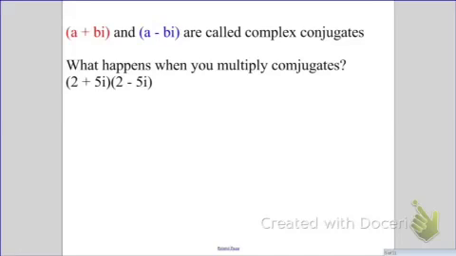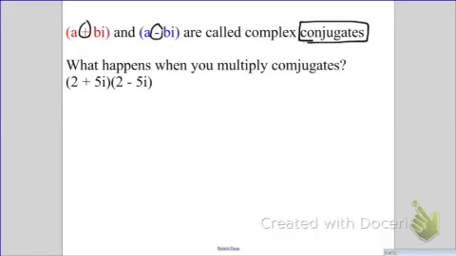Now, when we are multiplying, sometimes it happens that we end up with the exact same numbers, just one's positive with the plus and one has a negative with the minus. When this happens, they are called conjugates. Conjugates is an important idea. It's an idea that's going to pop up throughout the year. So basically it's just one has plus and one has minus. That's what conjugates are. But it's very interesting what happens when you multiply conjugates.